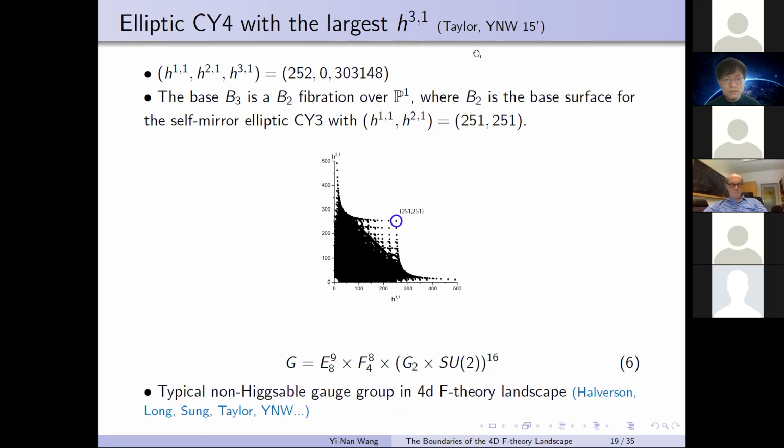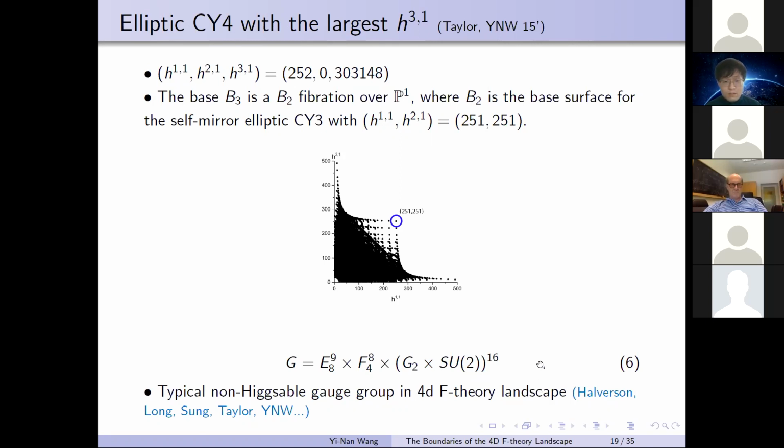So in this paper, we have explicitly constructed the base threefold as a B2 fibration over P1, where B2 is a base surface for a very interesting self-mirror elliptic Calabi-Yau threefold. So the geometric gauge group in this case is a product group of a bunch of E8, F4, G2, and SU2. In fact, this is a very typical form of non-Higgsable gauge group in the vast majority of the F-theory landscape.